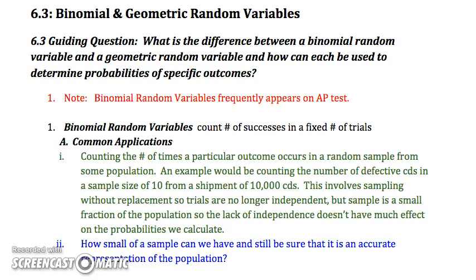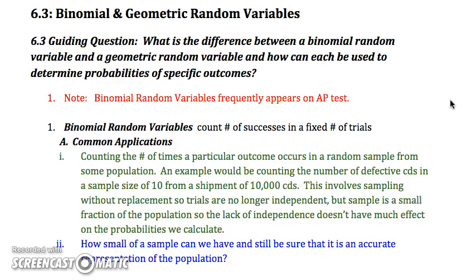So this is our AP Stats 6.3 video on binomial and geometric random variables. Think about our guiding question as you go. What's the difference between a binomial random variable and a geometric random variable? And how can each be used to determine probabilities of specific outcomes?